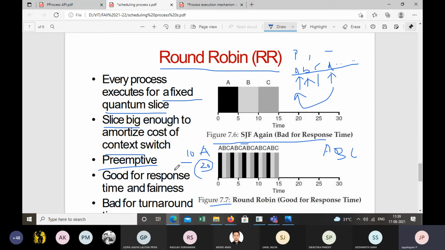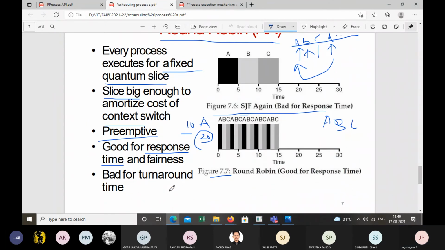And this algorithm is good for response time. Why is that? What is response time? The response time is the time between its arrival and the first schedule. Good. Now, from figure 7.7, can you tell me whether RR is good for response time?